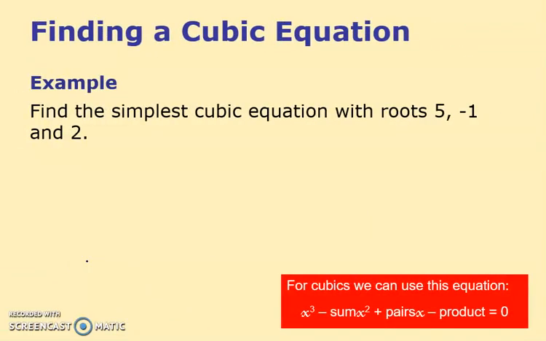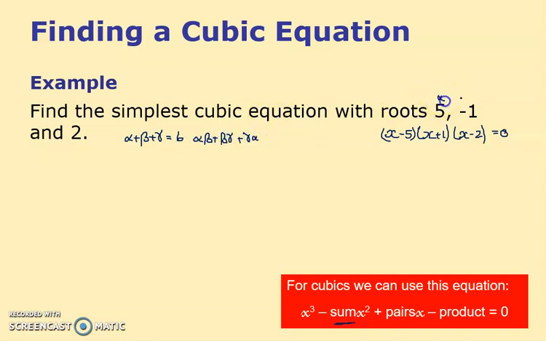Now what is this, a cubic? Well, again, I'll just do this one. You could write it's x minus 5, it's x plus 1, and it's x minus 2, and equal to 0. That's what we could do, but we're not going to want to do that. We're going to write instead alpha plus beta plus gamma. Let's find the sum. What is the sum? Well, it's 5 minus 1 is 4, plus 2, that's 6. Let's do the pairs. Now the pairs are alpha beta plus beta gamma plus gamma alpha.